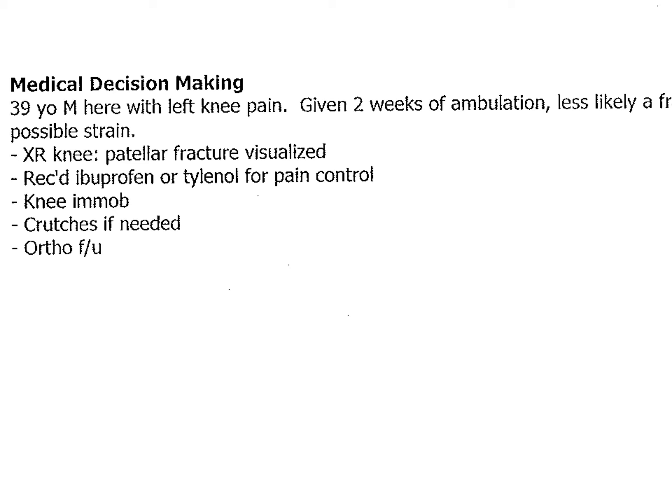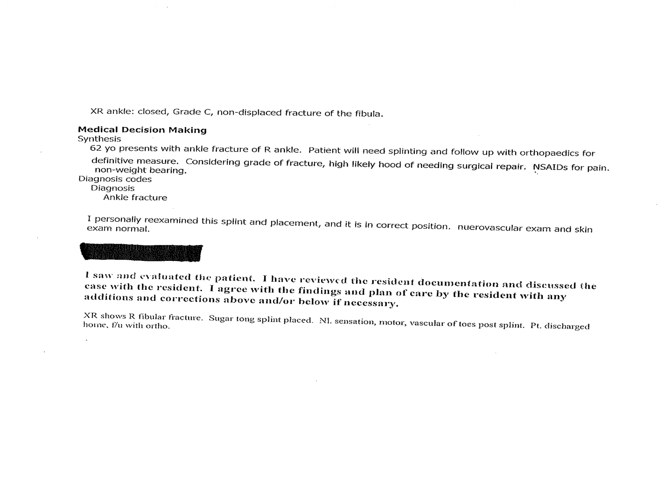This is an example of a chart. As you can see, it's noted as just patella fracture visualized on the x-ray. And this is a very brief note. But the next note is going to come up. Here, you can see that the physician documented his diagnosis as ankle fracture. But at the top in his documentation, he has noted that there's a closed, grade C, non-displaced fracture of the fibula.